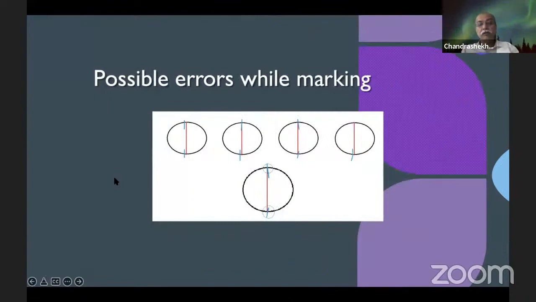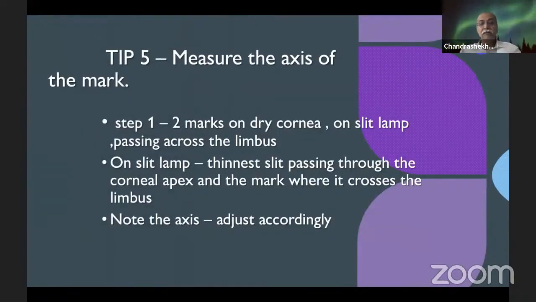Then we come to the next step, what are the possible errors in marking. Now these are the different examples where you can get errors, because of the smudging of the ink or the movement of the conjunctiva or the movement of the patient or wrong alignment of the slit lamp. So what we do, we mark, but we measure the axis of the mark. Suppose you mark the axis at 90 degrees, it may be at 87 or 92. And therefore you measure the mark.